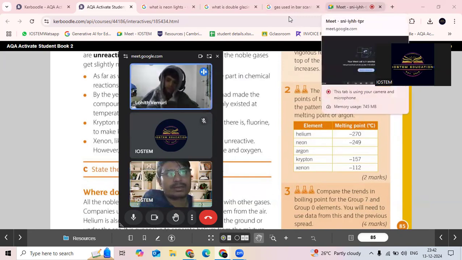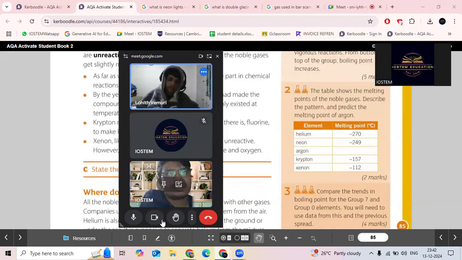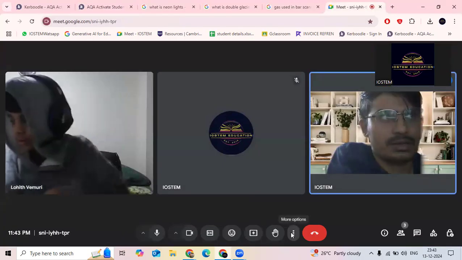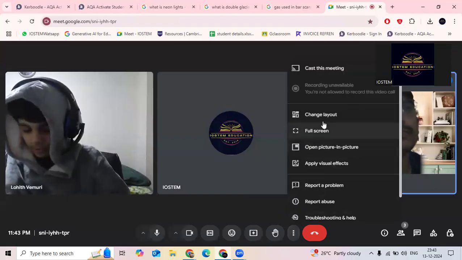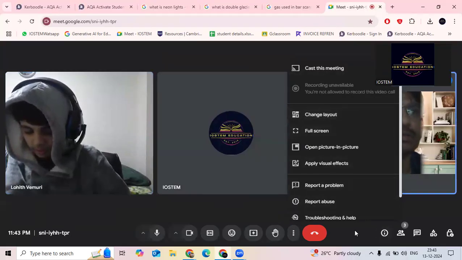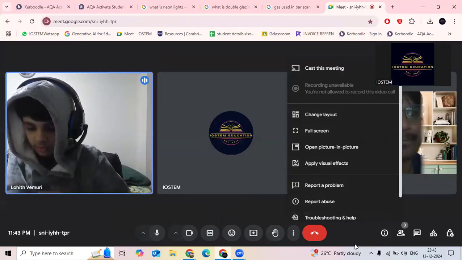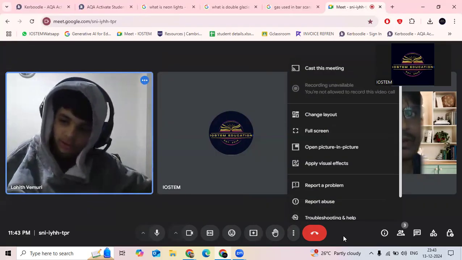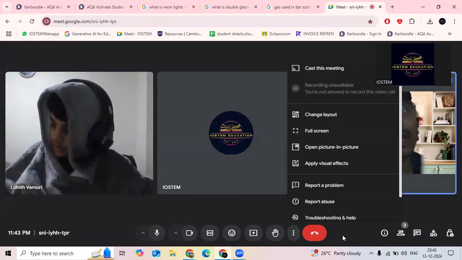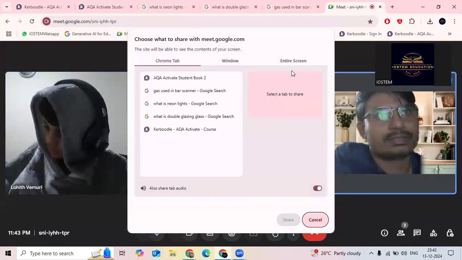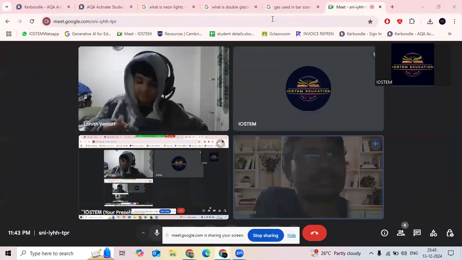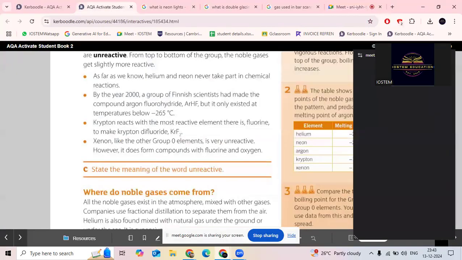Going from top to bottom, the boiling point increases. Okay, and in group 0 elements, they also increase. Then what is the difference between these two? Noble gas melting and boiling points are very low as compared to group 7 elements, right? Yes, very good. Whatever you are saying, you have to give the reasons also.